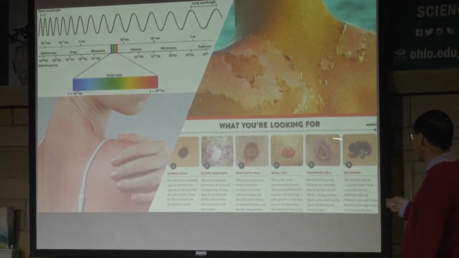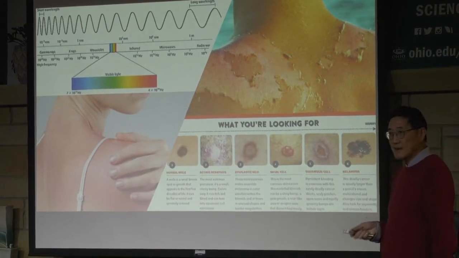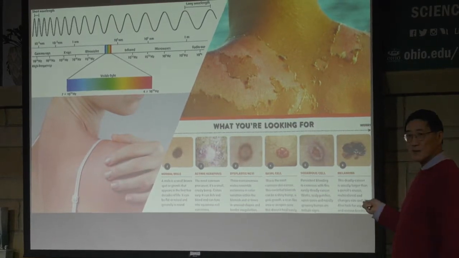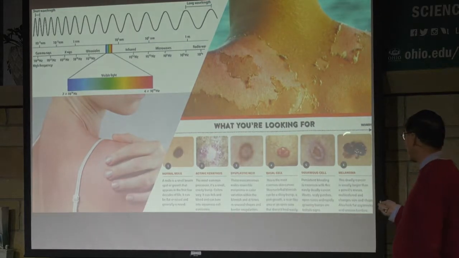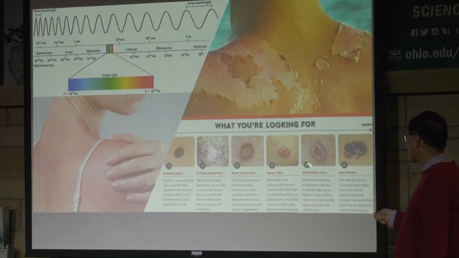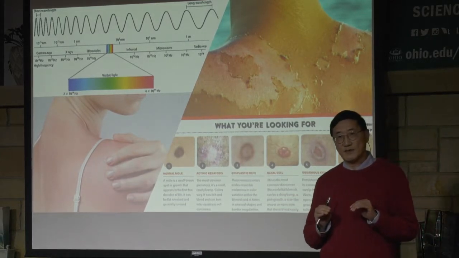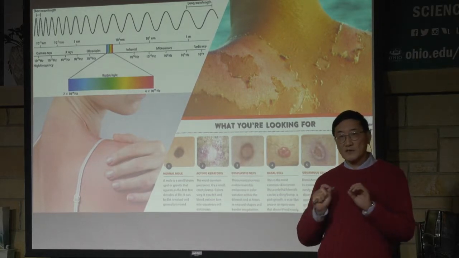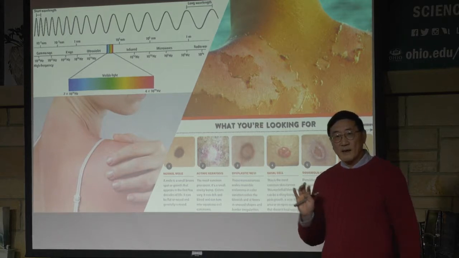I put a couple of these pictures here because I want people to be aware. If you see these kinds of spots, melanoma is one of the deadliest cancers, very hard to cure. But basal cell carcinoma and squamous cell carcinoma are both related to UV, and they are very easy to cure. If you find it early, you cut it away, and you're okay.